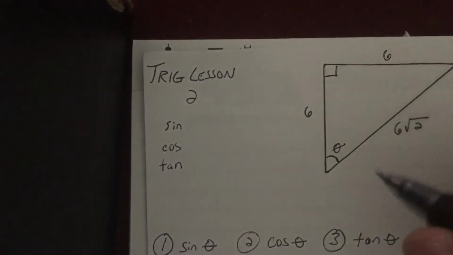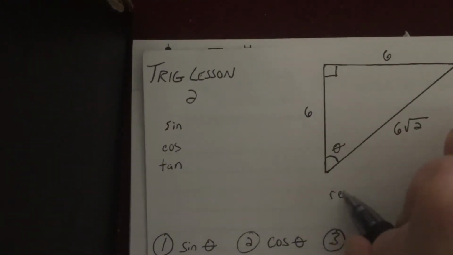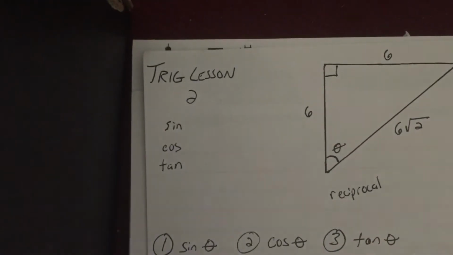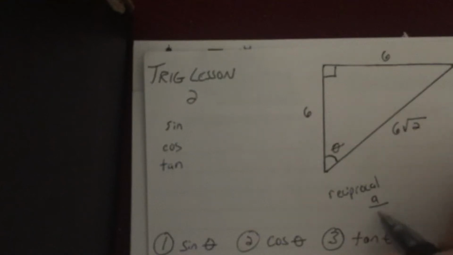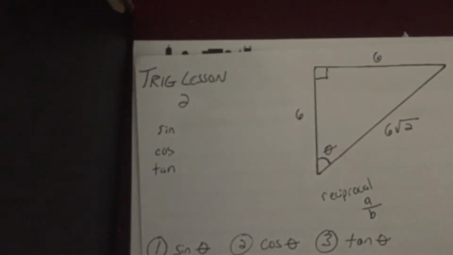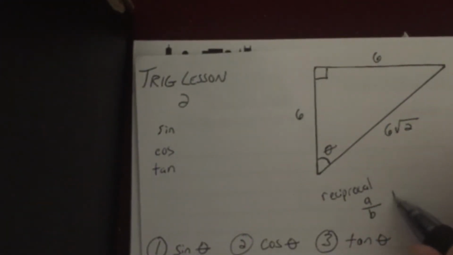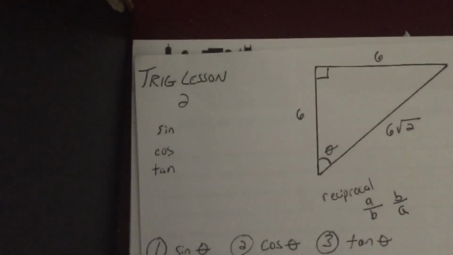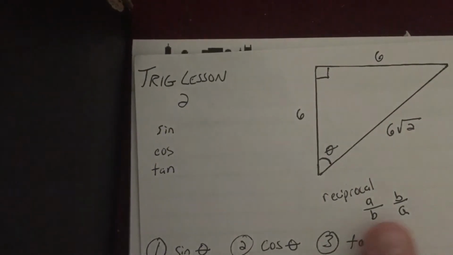And if you don't remember, the word reciprocal, write it here, just means a fraction flipped over. So any number A over any number B, if you flip that and change it to B over A, you have its reciprocal. These two fractions are reciprocals of each other.